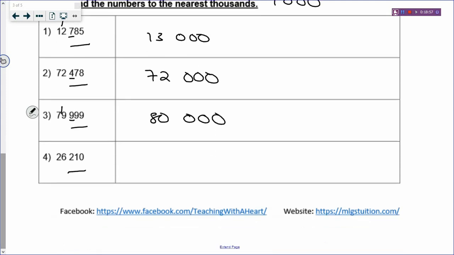Last 3 digits. Alright, look at the biggest of them. Is it 5 and bigger? No. So you don't add 1. So it will still be 26,000.